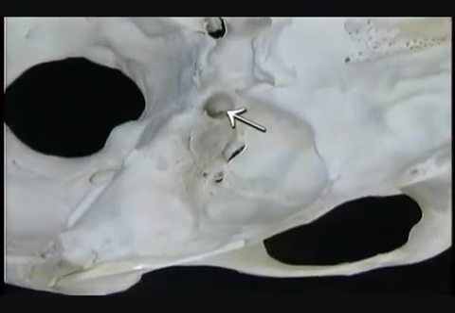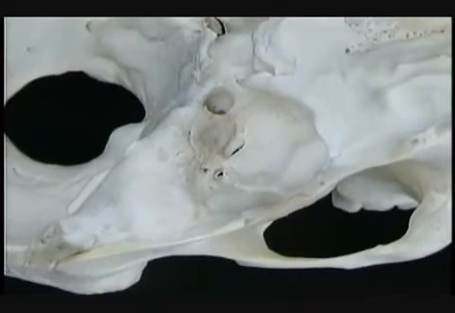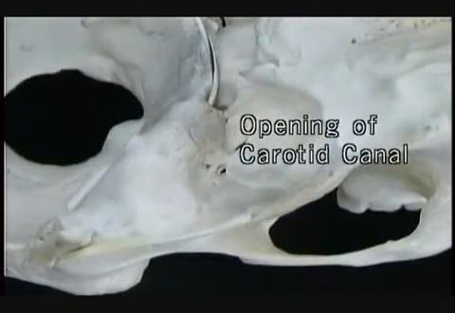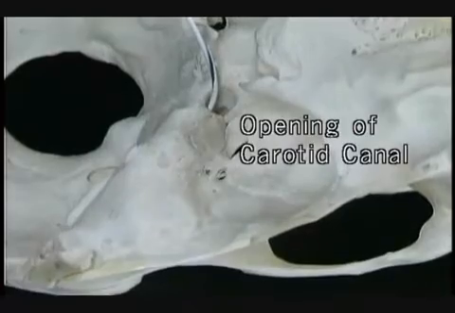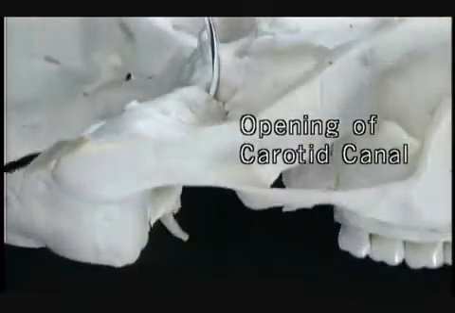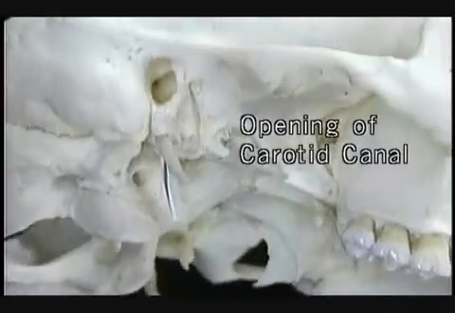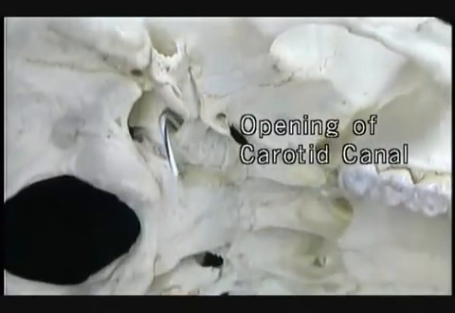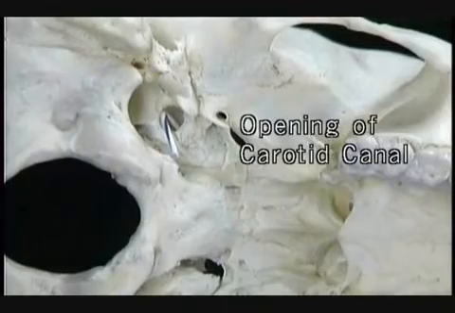What's left of the foramen lacerum is a clean-cut opening through which the internal carotid artery emerges from its obliquely running bony tunnel, the carotid canal. The other end of the carotid canal, as we saw in the previous section, is back here, just medial to the styloid process.